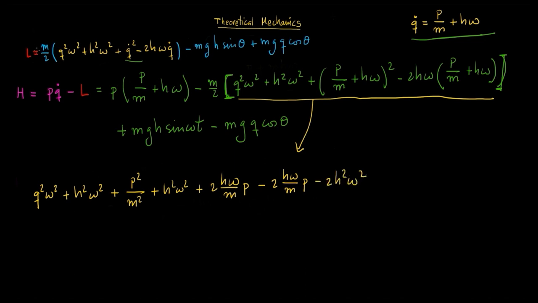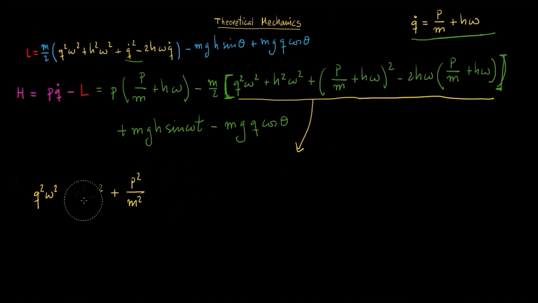Let's see. 1 minus 2 is minus 1, and we can delete this. This is positive and this is negative, so we cancel them out. Okay, and finally this term with this term cancels out as well, and the remaining terms are very simple.